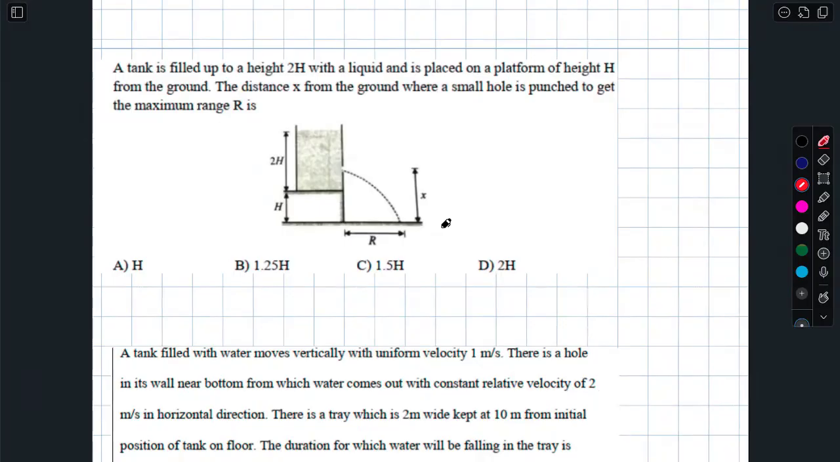A tank is filled up to a height 2h with a liquid and is placed on a platform of height h. Can you see that? From the ground, the distance x from the ground where a small hole is punched to get the maximum range. Once upon a time, it was asked in IIT also. If the liquid comes out with some velocity v, the time taken for it to fall, horizontal projectile time of flight formula, tell me. t is equal to root 2h by g. Correct or not?